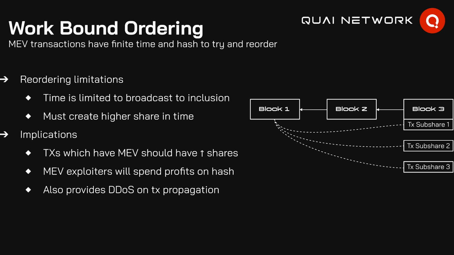So the implications here, though, is that transactions which have MEV should have high shares. And MEV exploiters will spend their potential profits now on hashing. So that's the other cool piece here, is that MEV is now contributing or subsidizing chain security. If Bob is doing it or Alice is doing it, it doesn't matter. It's still paying for chain security. And there's a couple cool implications of that.